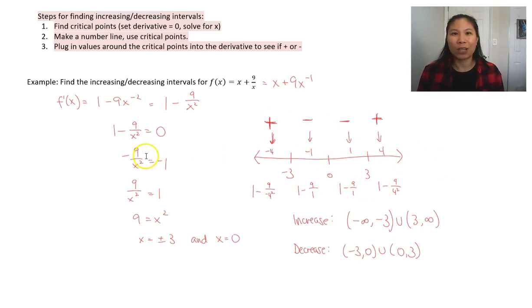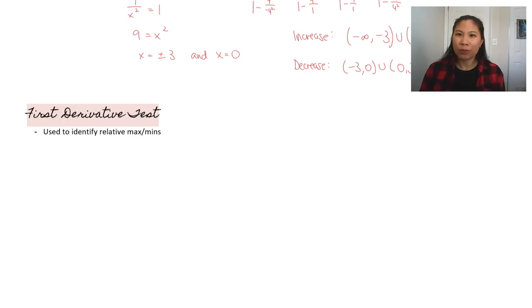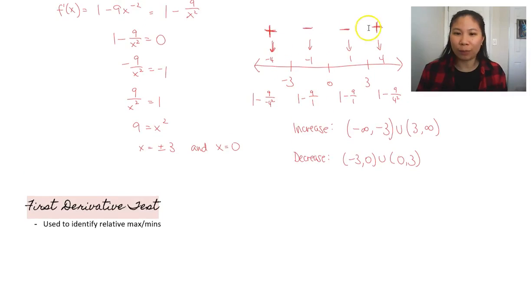The last thing I want to talk about in this video is the first derivative test. So the first derivative test is basically just a quick test to identify whether your critical points are maximums or minimums. It's really easy. We're basically just going to do what we just did with finding increasing, decreasing intervals. And then we're looking at that number line where we have the pluses and minuses to basically tell us whether it's going to be a maximum or minimum at those critical points.